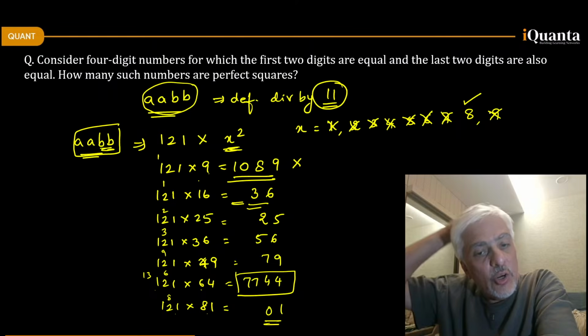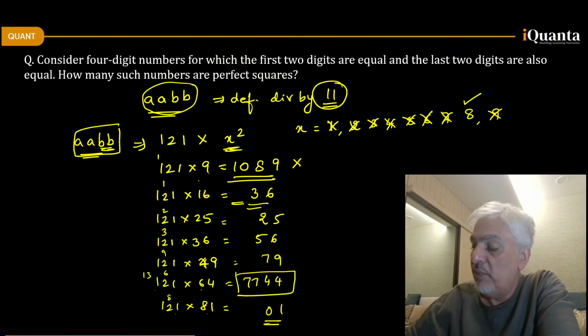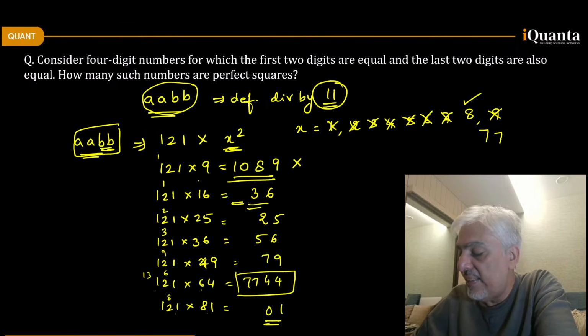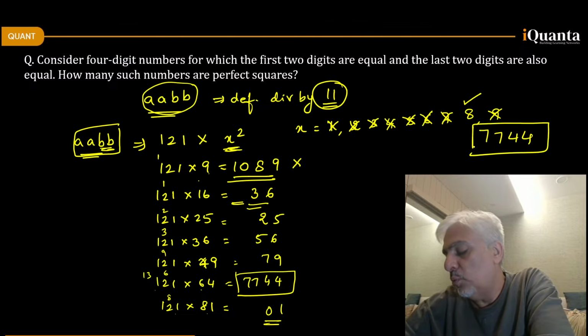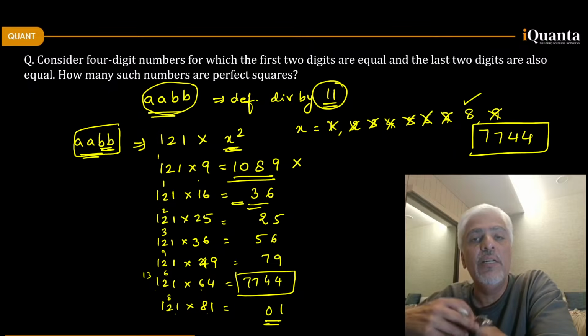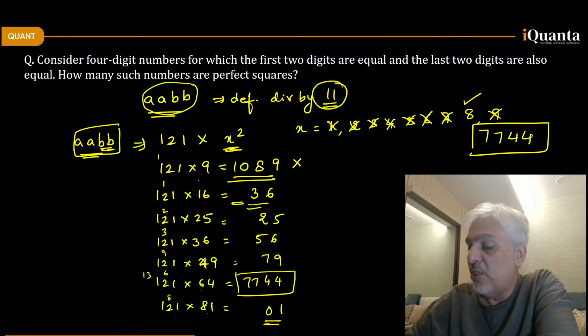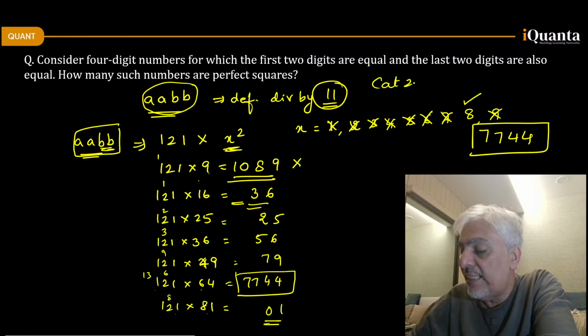Obviously, above that, if you take x10, it will become a 5-digit number. No need to take that. We have to do only 4-digit numbers. So only one number is working. Which is that number? 7744, which is 88 square. 88 square is 7744, which is the only number in the form of AABB which is a perfect square. This was a CAT 2007 question.